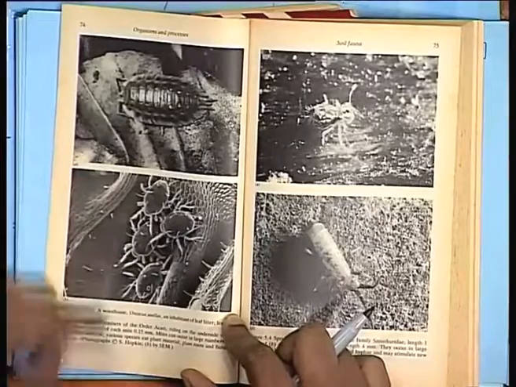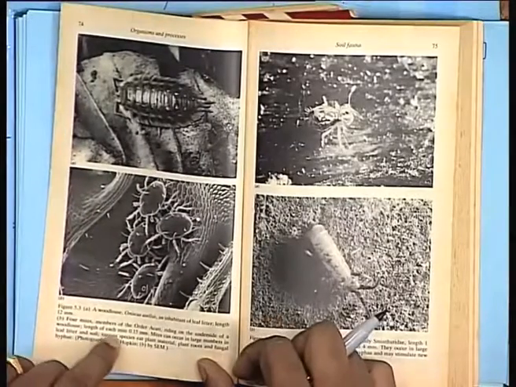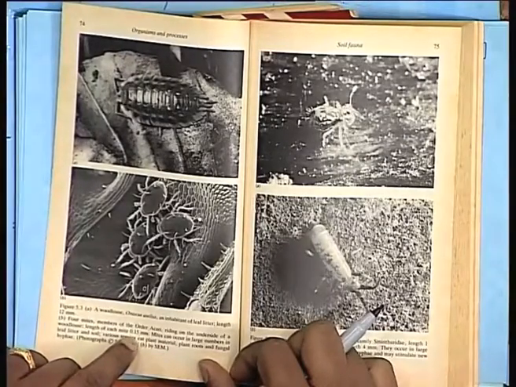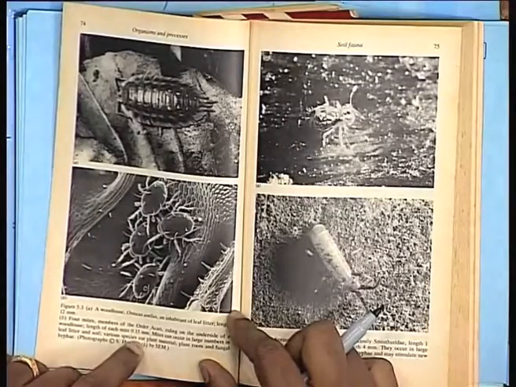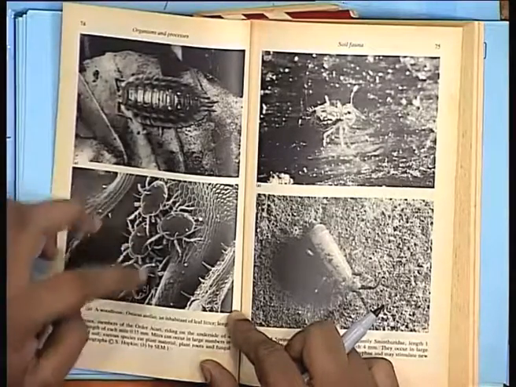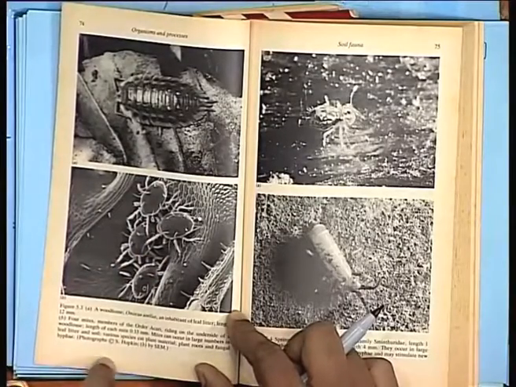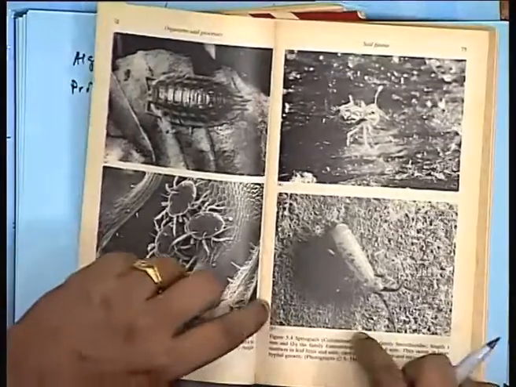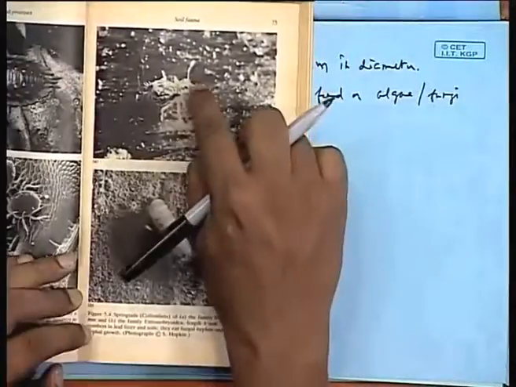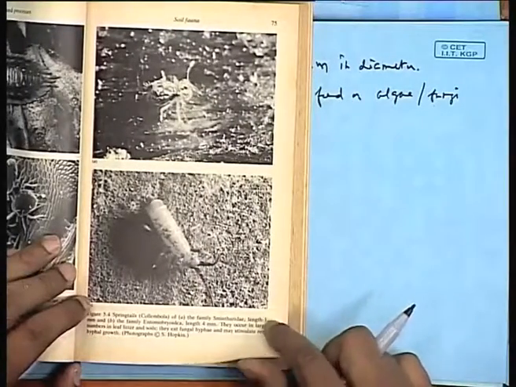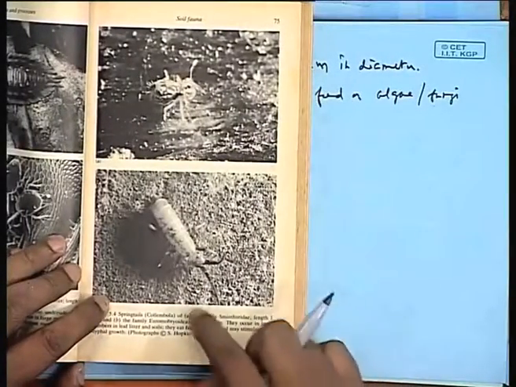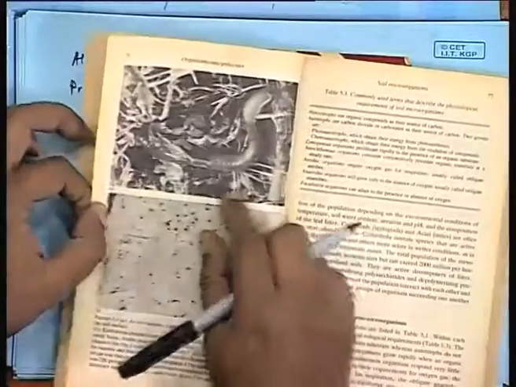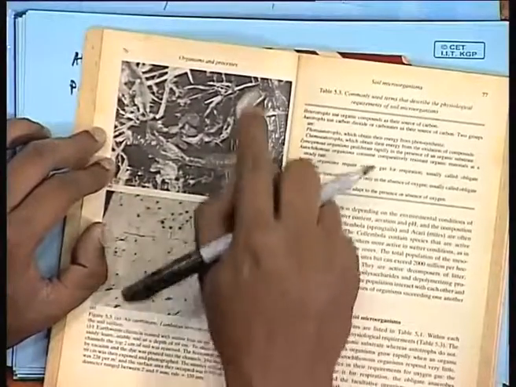Then you can see this under a scanning electron microscope, the Collembola, a member of the order, about 0.15 mm in length. These are moving around, and this is how it looks under a standard scanning electron microscope. So there are the springtails, another kind of soil microorganism. Another very typical one that you can see here is the earthworm.